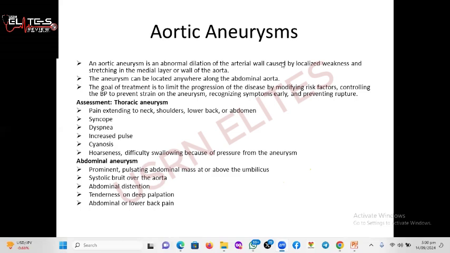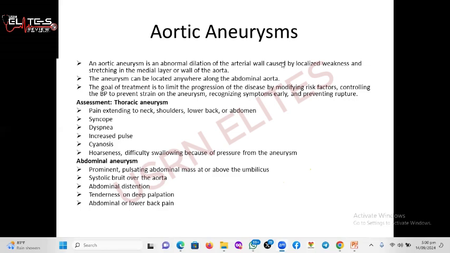Then you could also have syncope because the blood supply gets affected. There could be some form of hypotension, especially when it's rupturing. You could have dizziness accompanied. You could have dyspnea as well, difficulty in breathing. Just assume someone has an aneurysm around the chest area, the aorta is dilated and putting a lot of pressure on the structures over there. So the patient will have difficulty in breathing.